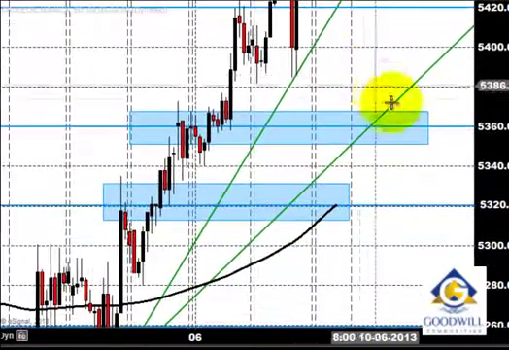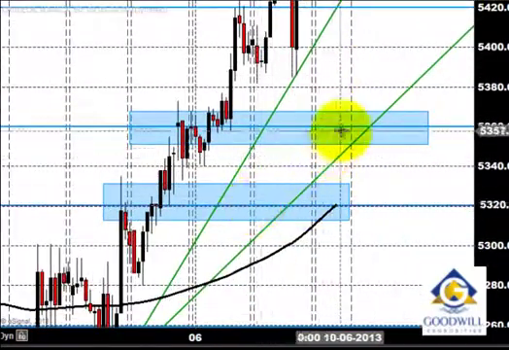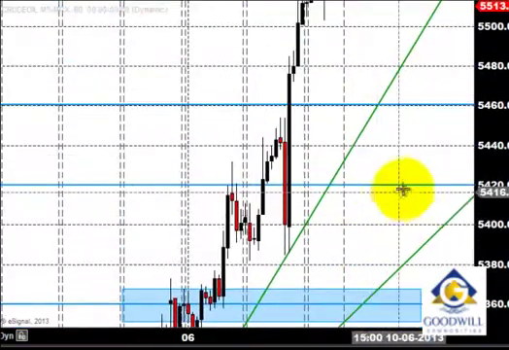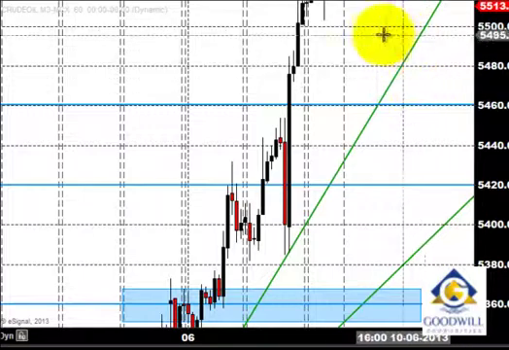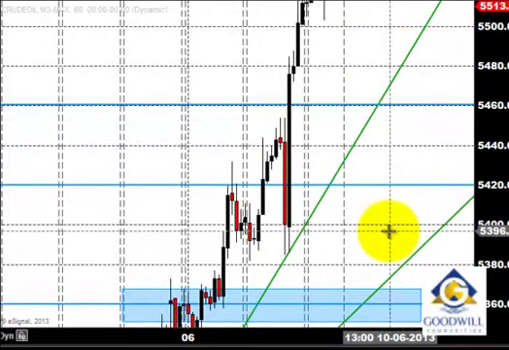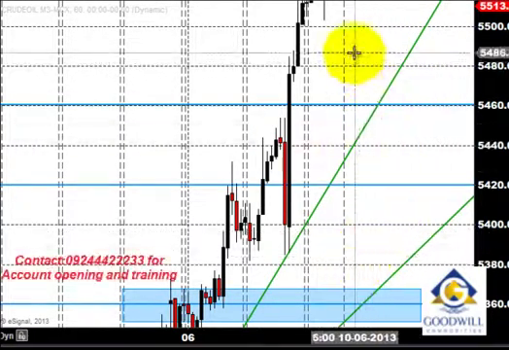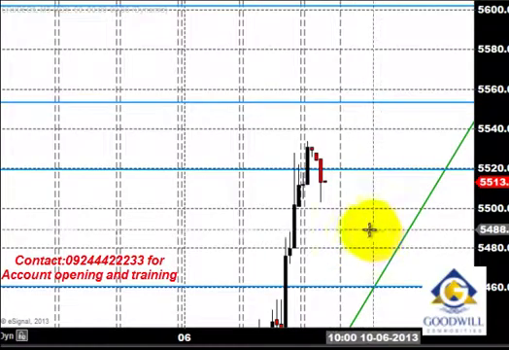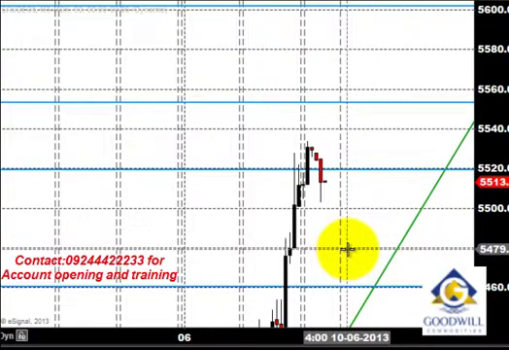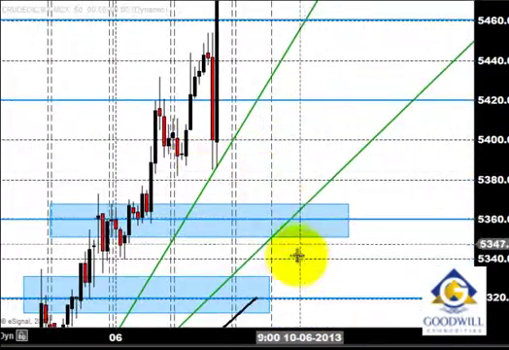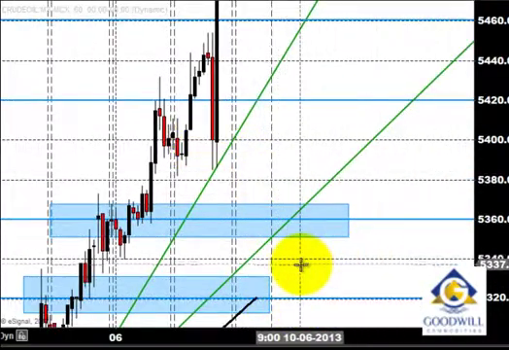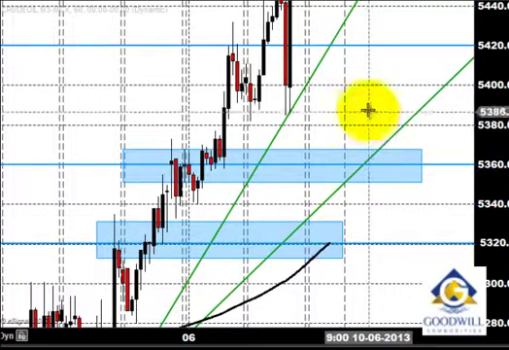So the support zones are 5320, which we had marked, and 5360, 420, 460, and these are the support zones which we had marked. So if you have any doubt, you can go back and play these videos and see the support and resistance levels, and if you have any doubt, you can call us and we'll be right there to help you. So the stop loss zone till 5360 and till 5320 we can expect the market to stay in uptrend.